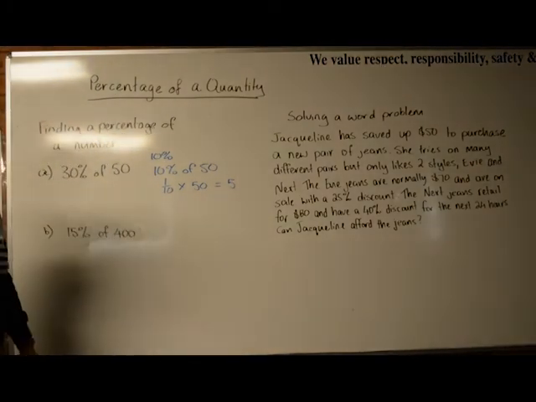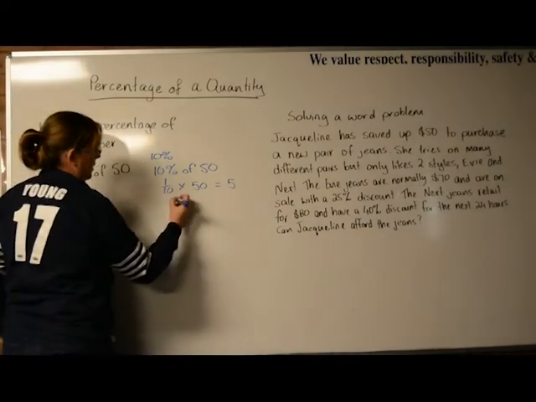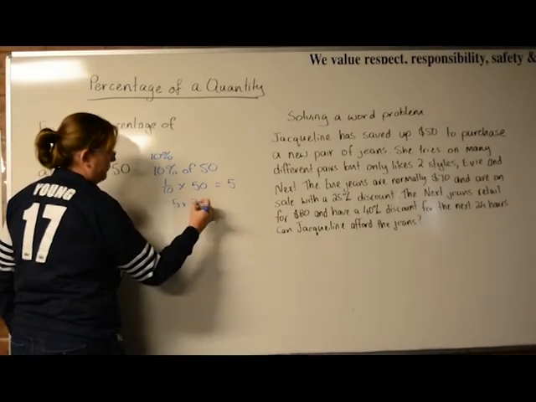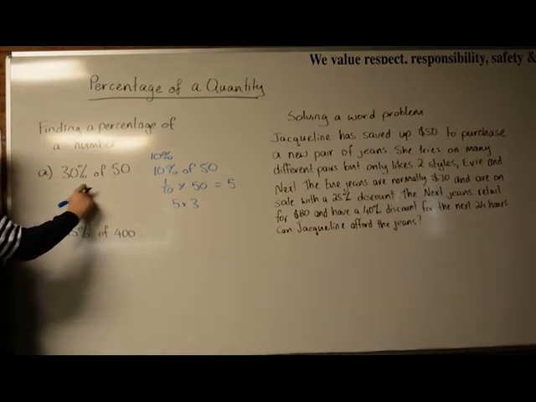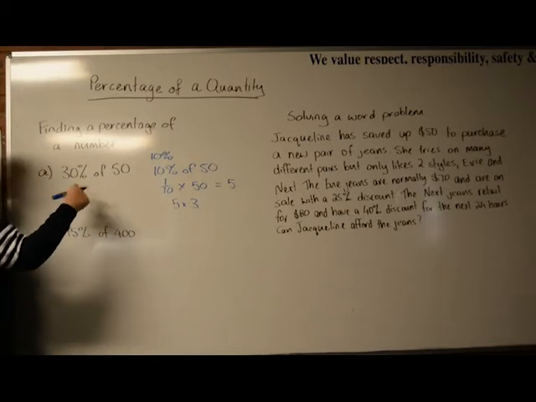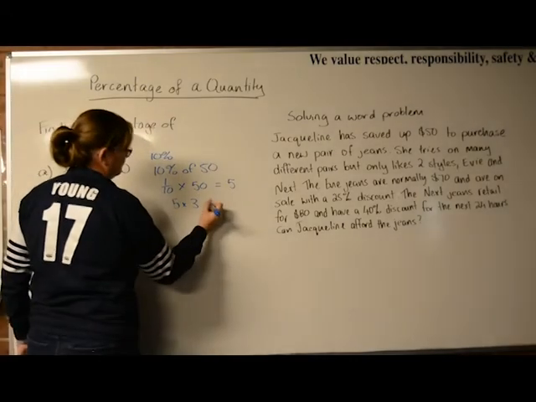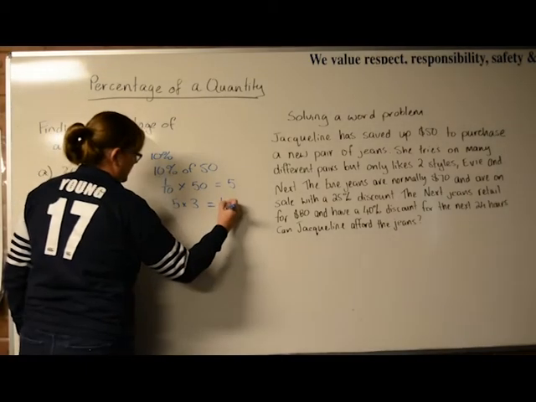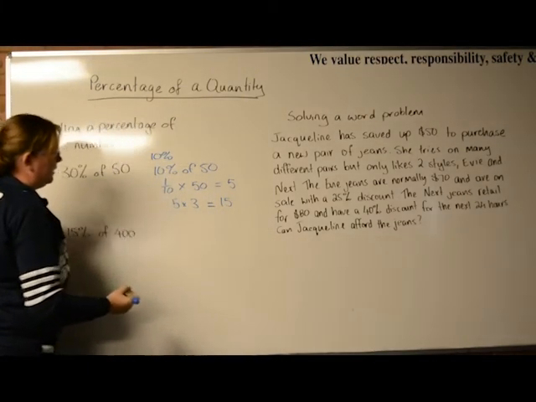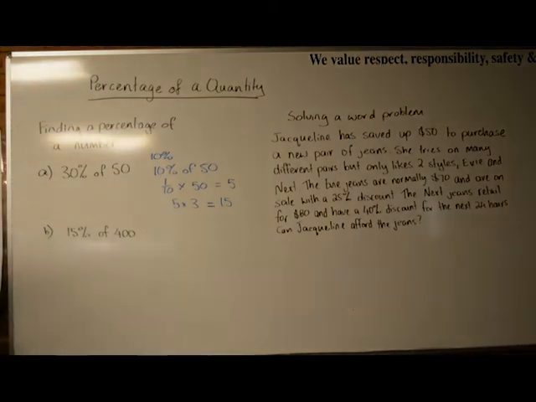So 10% is 5. We can go 5 times 3 because 3 will be 30%. Because we found 10%, we times it by 3 to get the 30%. What's 5 times 3? 15. And there's our answer. Does that sound alright? There's a couple other ways we can do it. We're just going to do it one way today.